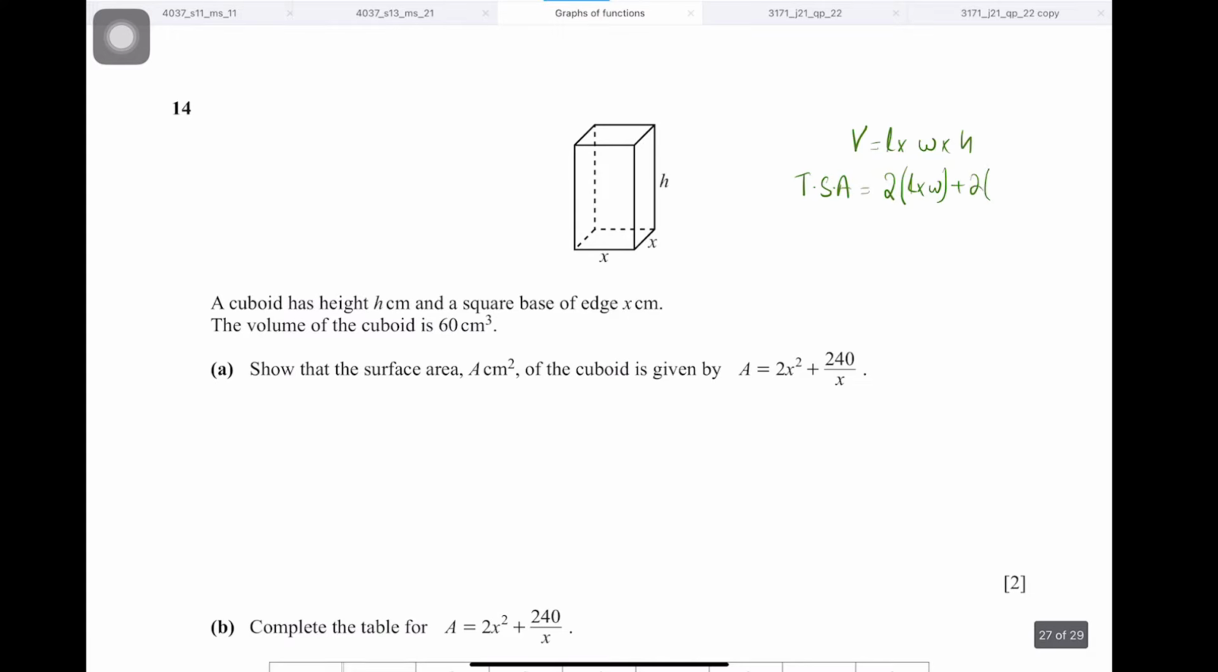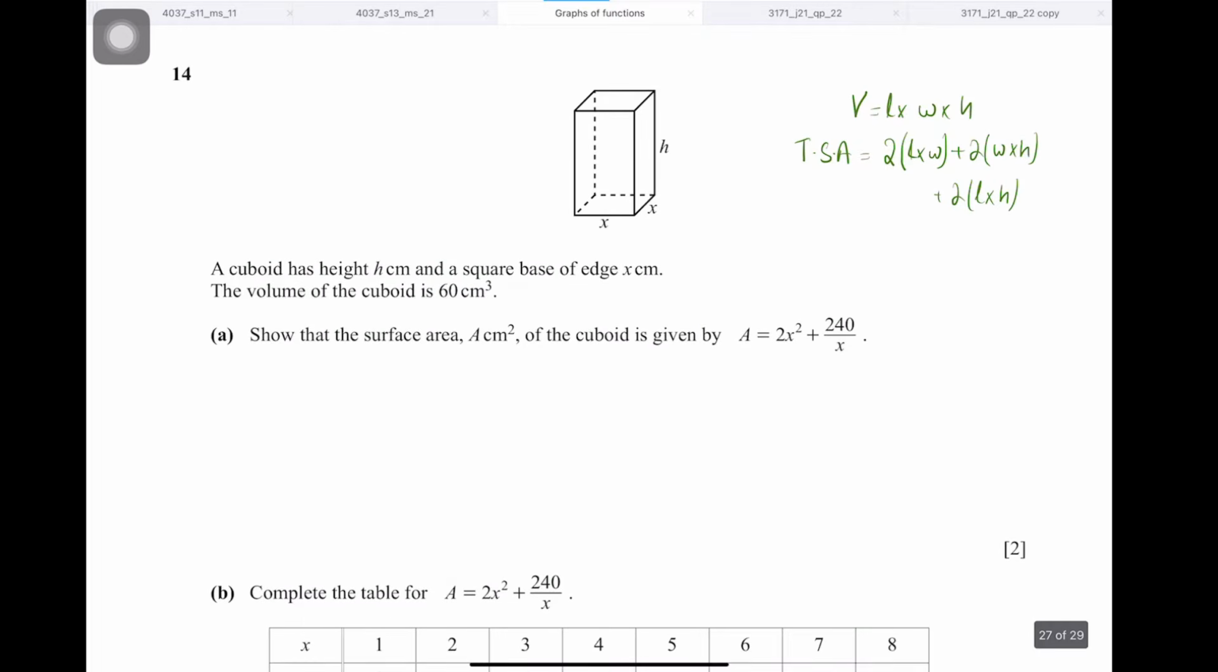Twice of length into width. Yeah, length into width is basically the area of one side. Okay, area of all the sides times 2. Okay, all the unique sides and times 2. Now, if you find out the total surface area using these dimensions x, x, and h, you will notice that your answer will be in terms of x as well as in terms of h.